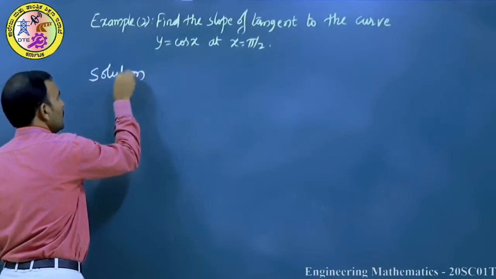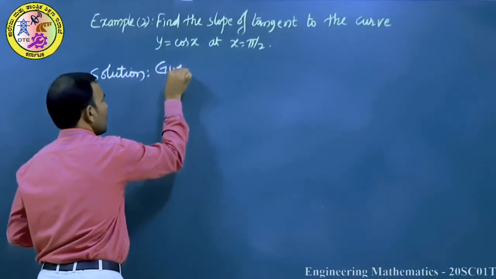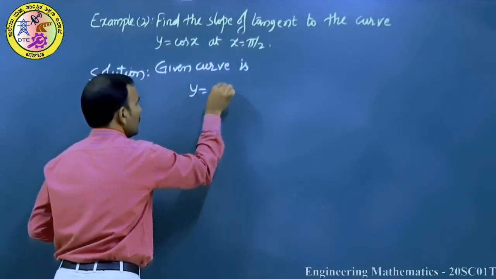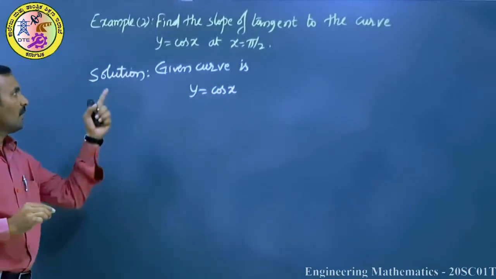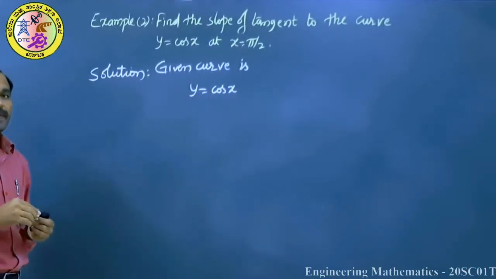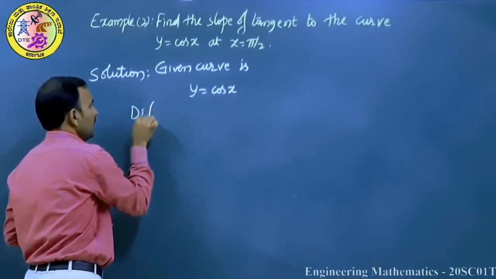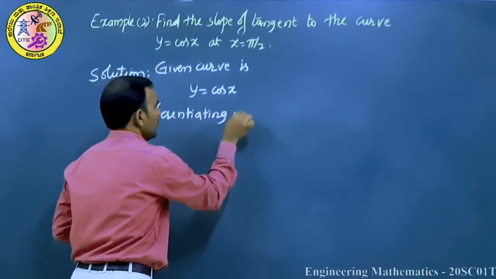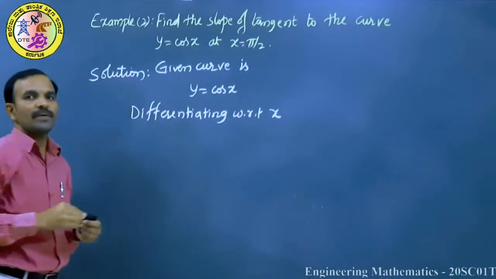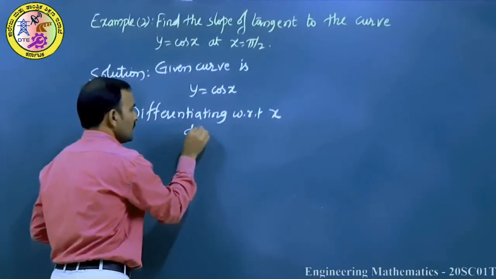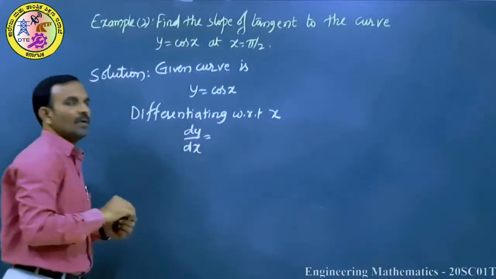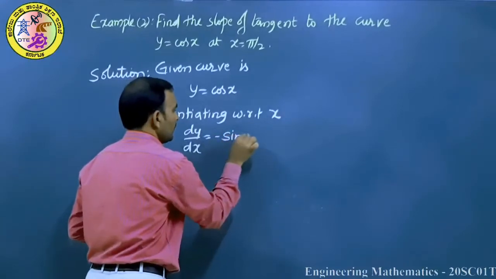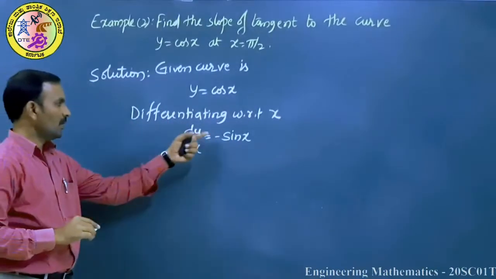Now, solution. Consider the given curve. The given curve is y equal to cos x. Differentiate with respect to x. Dy by dx is equal to the differentiation of cos x, which is minus sin x by the standard derivative. Cos x differentiation is minus sin x. It is not necessary to simplify further.